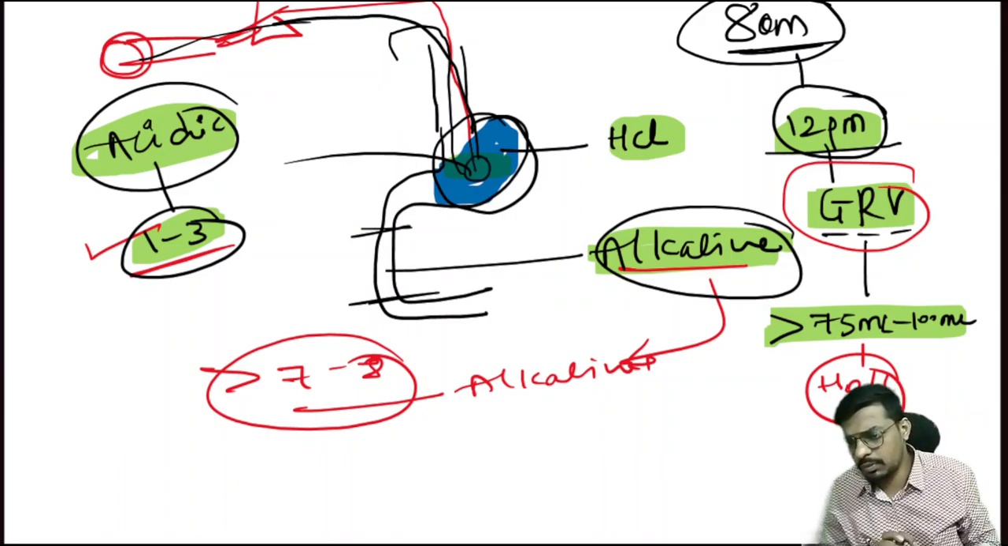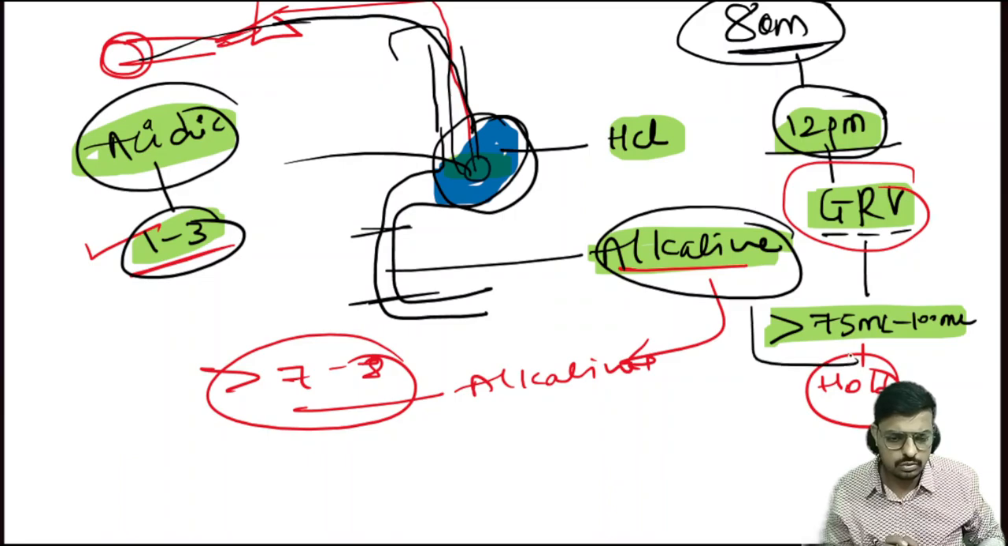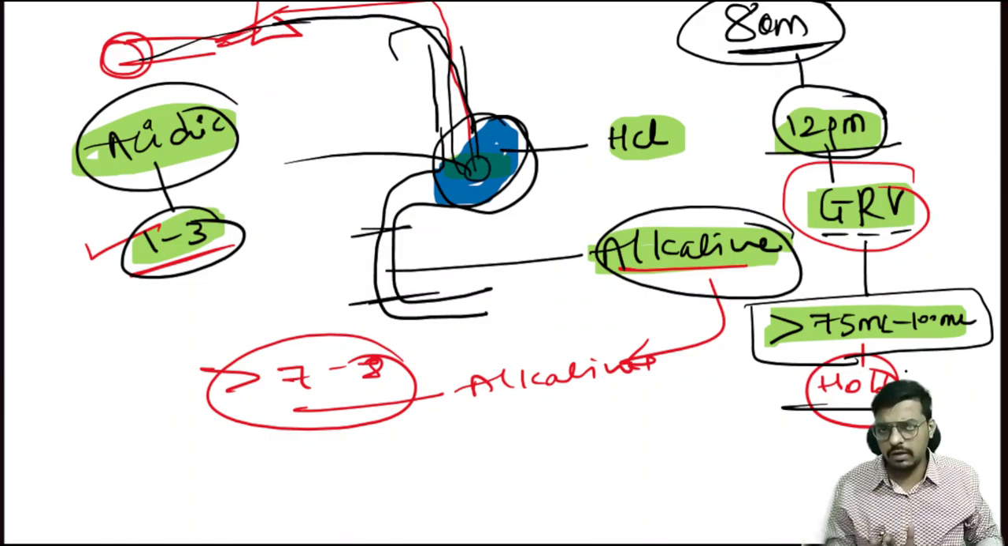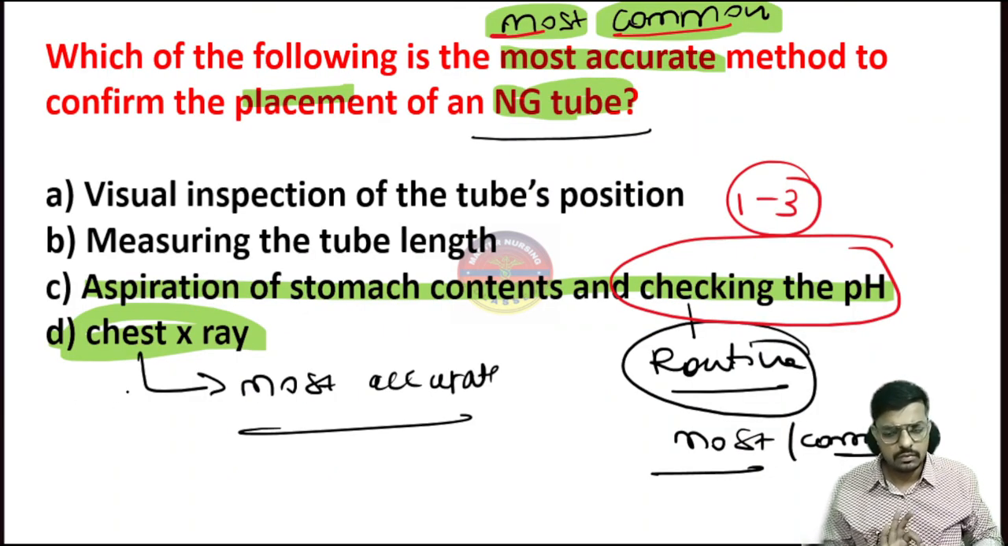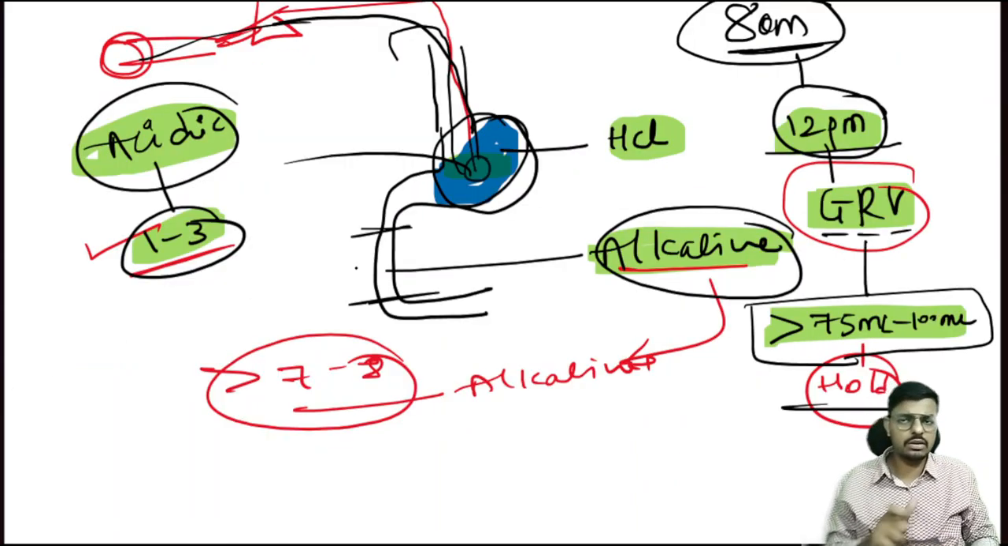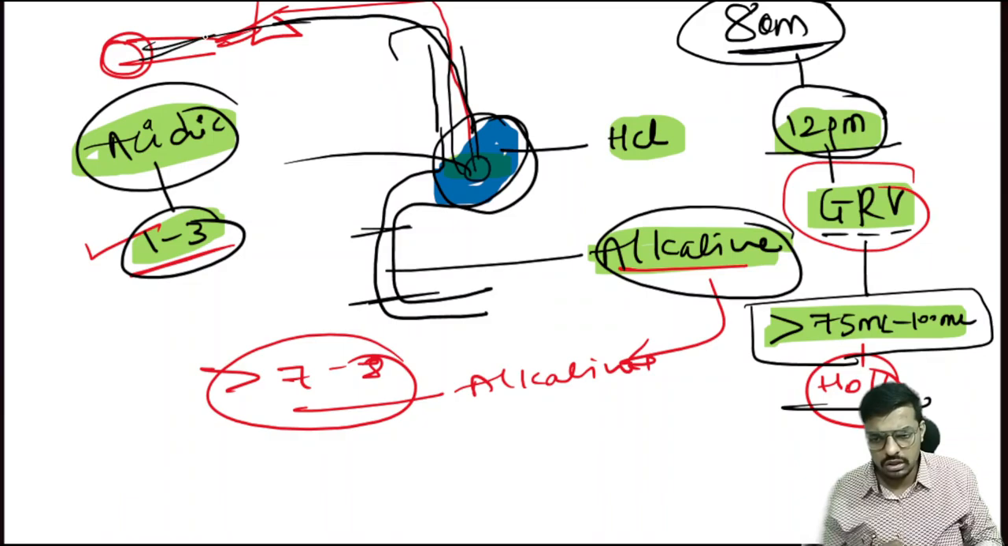Very importantly, if the gastric residual volume is more than 75 ml to 100 ml, hold the feeding and inform the healthcare provider. It's very important, right? So here's the question and we have given the clear answer. The most accurate method to confirm NG tube placement is a chest x-ray, and the routine and most common method is checking the gastric pH by aspirating the gastric content. Here also, whatever we have aspirated, we have to re-inject into the stomach.